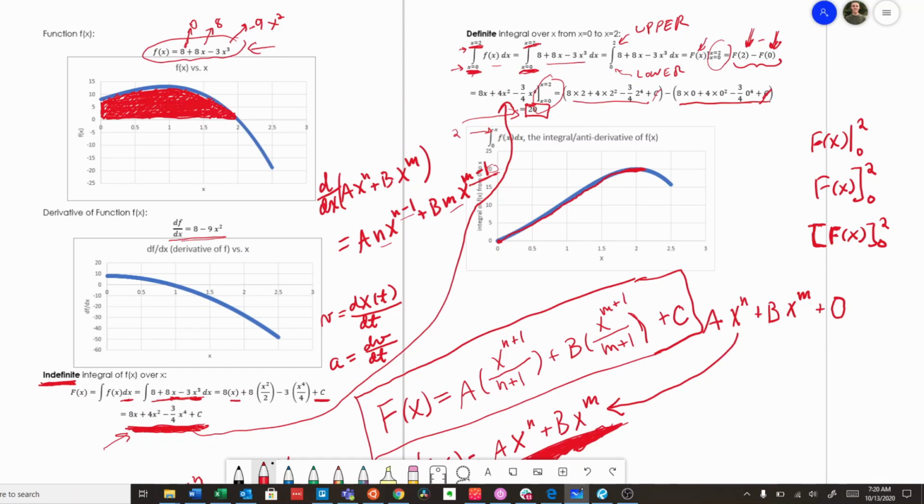That's this area here. Then, after I get past the point where x equals 2, I'm now into a region of negative area here. So the capital F of x, the integral of f of x from x equals 0 up to a point where x is greater than 2, starts to drop a little bit because that negative area is going to bring this thing down.